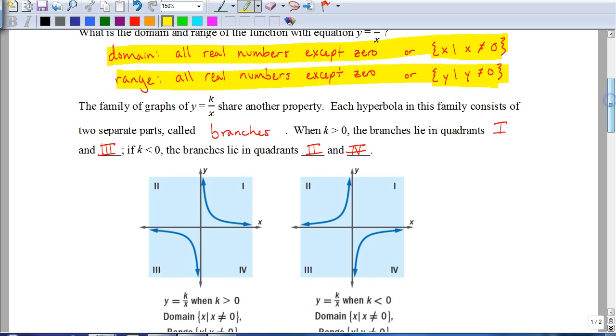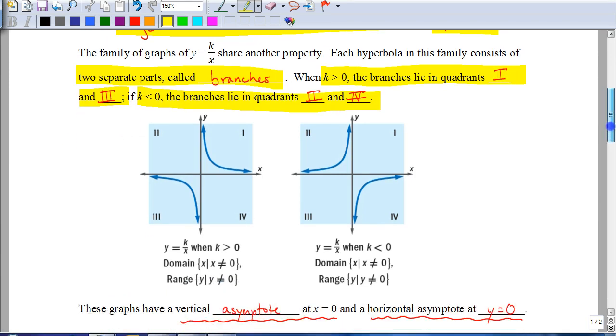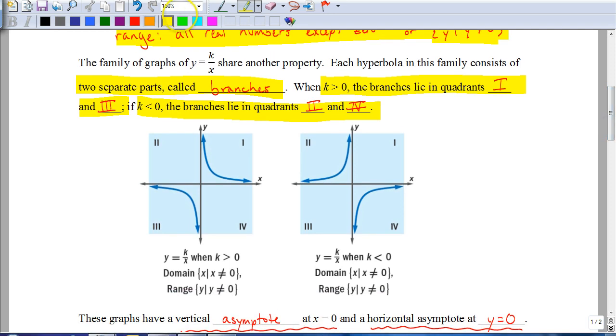Now when we look at a graph, the two parts of the line are broken up, so we call those branches. And again, when k is positive, the branches are in quadrants 1 and 3. If k is negative, they're in quadrants 2 and 4.